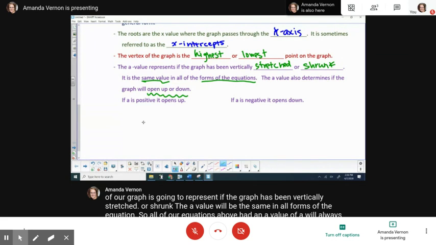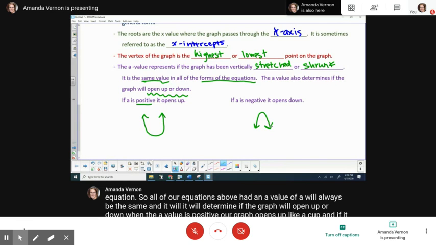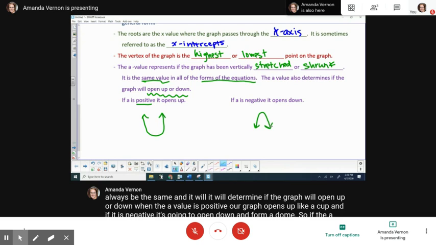When the A value is positive, our graph opens up like a cup. And if it is negative, it's going to open down and form a dome. So if the A value is positive, it opens up, and if it is negative, it will open down. I hope this short video will help you better understand the three forms and how they work together.